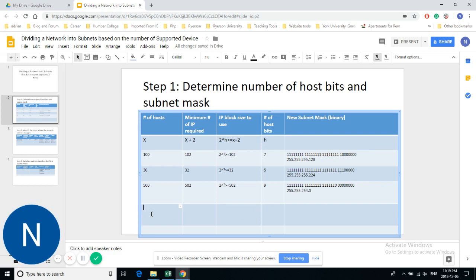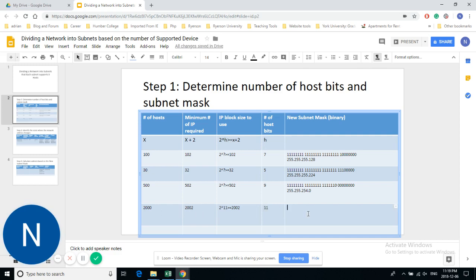What if you need to divide your network into subnets that support 1000 hosts? So you need at least 2002 IP addresses. 2 to the power of 11 is greater than 2002, because 2 to the power 10 is 1024 and 2 to the power 11 is 2048. So I need 11 host bits.